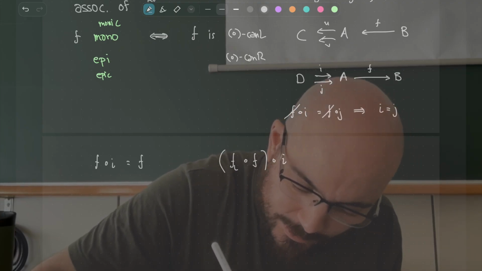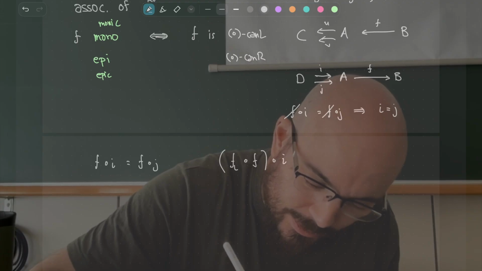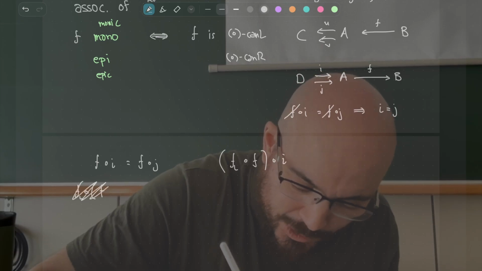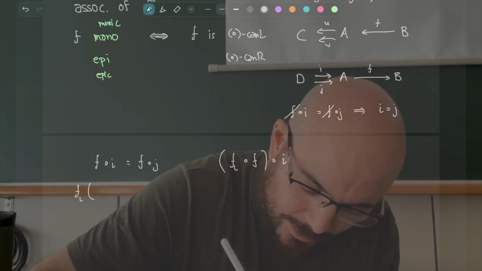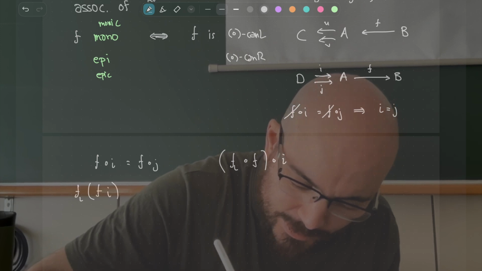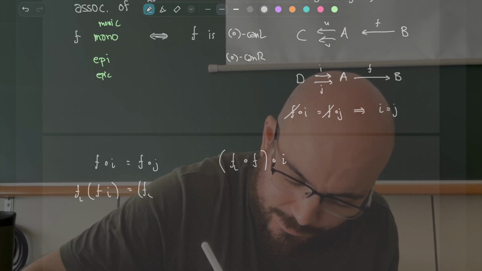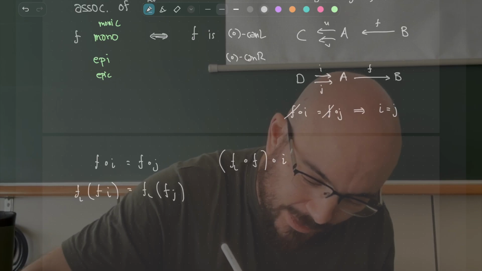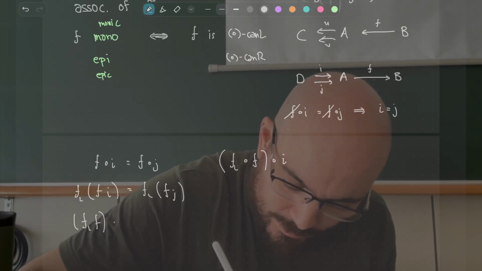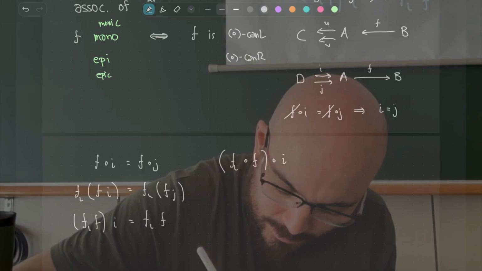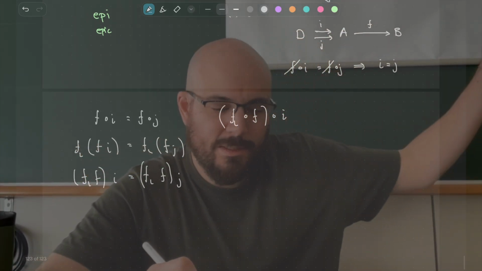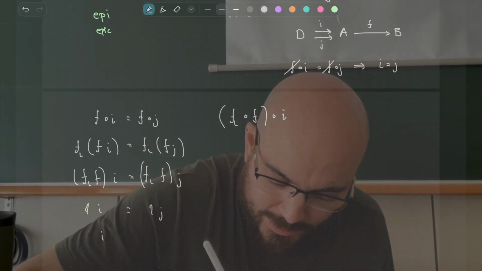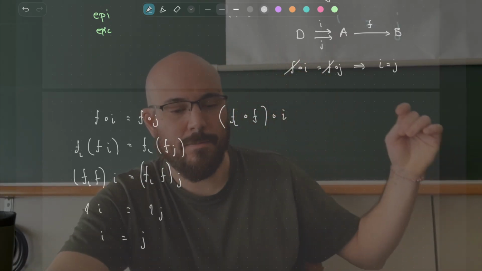If I have this, I can get this. I will stop writing compositions, okay? Everything here will be compositions. The left inverse of f, fi. I have the left inverse of f, fj. And there, from associativity, I get this. And now from the fact that fl is a left inverse of f, I get that this is the identity. And from this I get that i is equal to j.